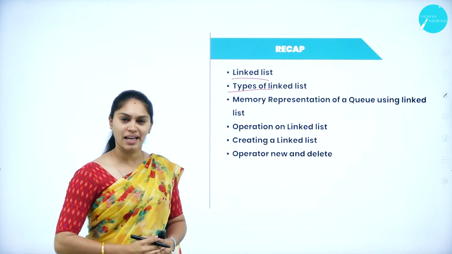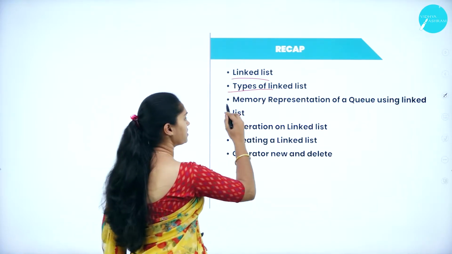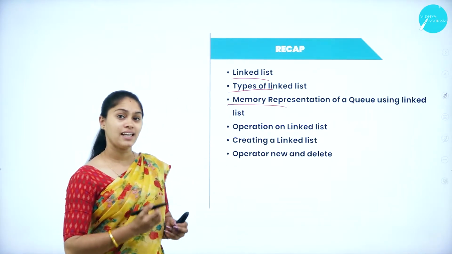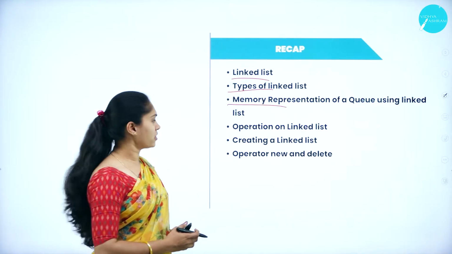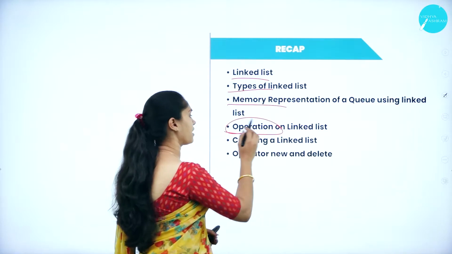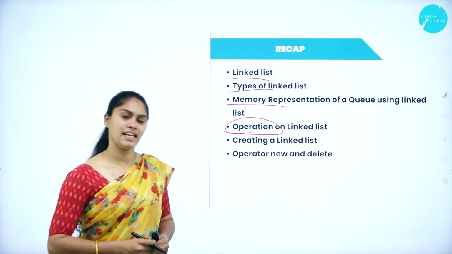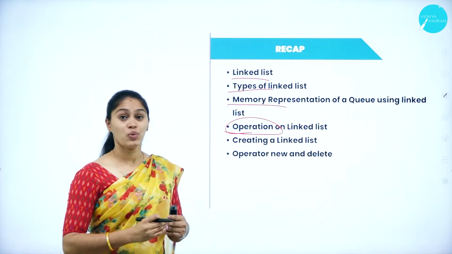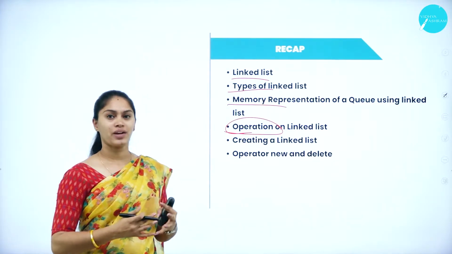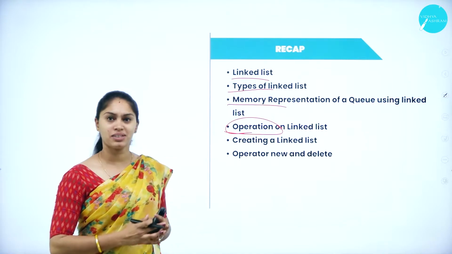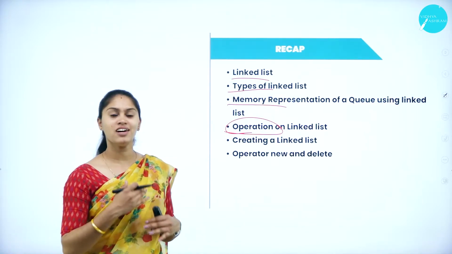These are the types of linked list, and I also discussed how we use the linked list concept to represent the queue in the memory location. And we also learned about the operations on a linked list. So we can traverse, we can create a node in the linked list, we can delete, we can do selection, and we can merge linked lists. So those are all the operations.